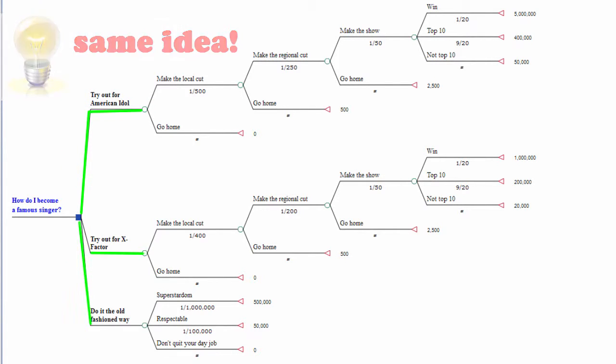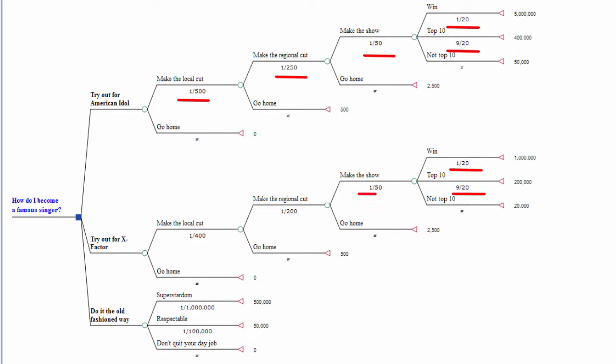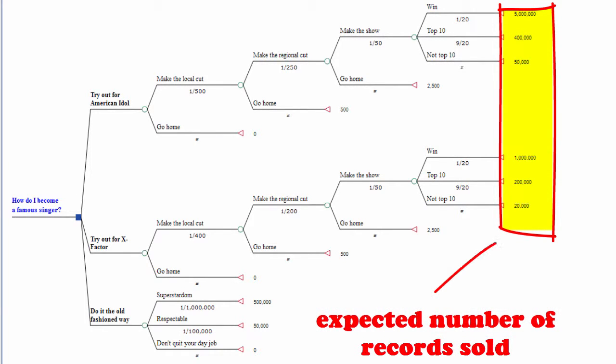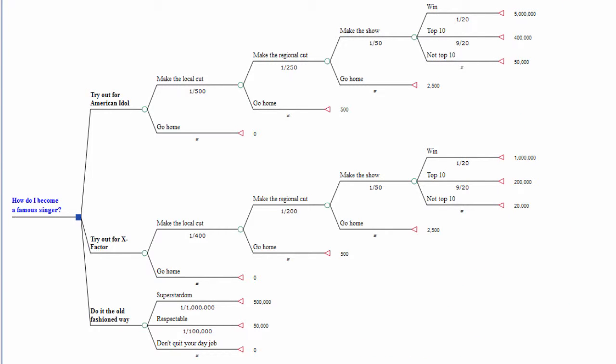We design a model that sketches out the series of events associated with each strategy for becoming a famous singer. We then estimate, based on our research, the probability of each event happening. At the end of each event pathway, we specify a payoff, which in this case is the expected number of records sold. For example, you have a 1 in 500 chance of making the local cut for American Idol, then a 1 in 250 chance of making the regional cut, a 1 in 50 chance on the show, and a 1 in 20 shot at winning.